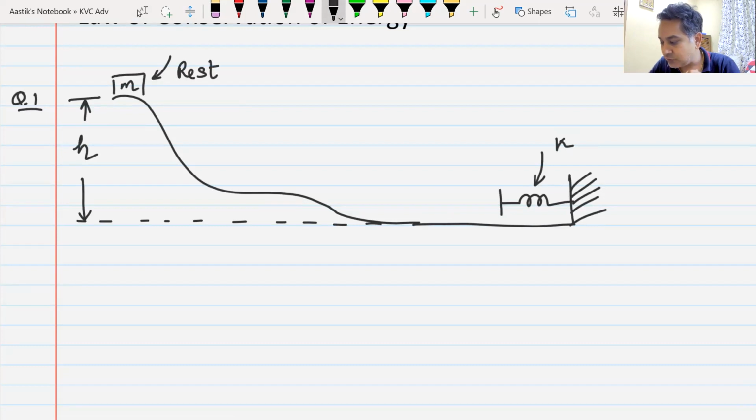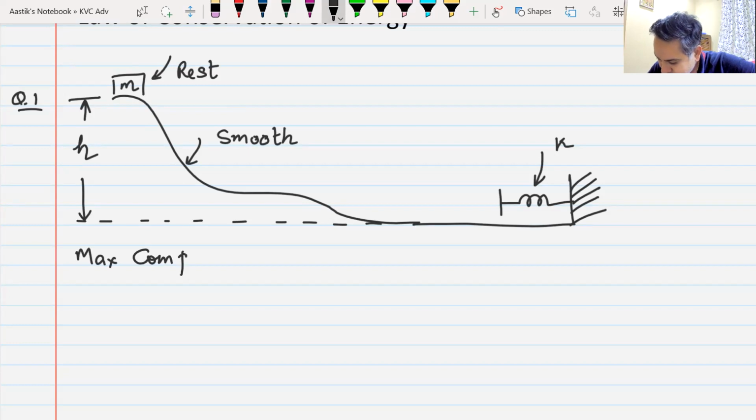Now, what I'm going to do is let go of this block. It will obviously come down. All the surfaces are smooth, so you don't have to worry about friction. It is going to compress the spring. You have to find out the maximum compression in the spring, and I'll give you 2 minutes to do this.